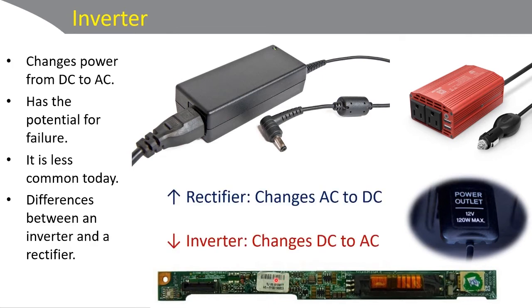So to sum it up, rectifiers change from AC to DC, and inverters, these change from DC to AC. And the inverter board that we see here is something that helps to power that lamp for older LCD designs.